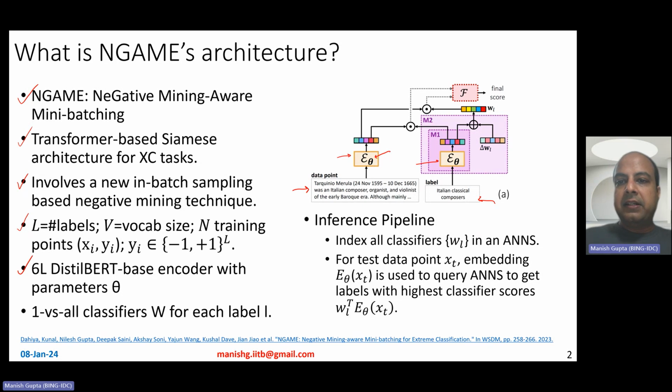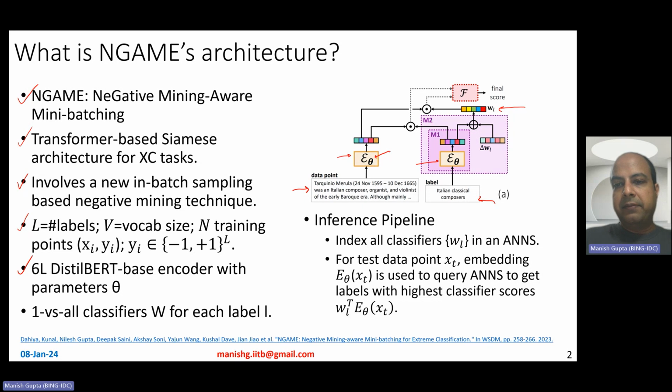Okay. NGAME also learns these Ws, which are essentially the free parameters standing for the classifiers, right? So essentially they are one versus all classifiers, and we will see how they are exactly computed. But Ws are the notations we'll use for the one versus all classifiers. And of course, there's a classifier per label. Okay, so that's that. Now, the inference pipeline actually is pretty simple.